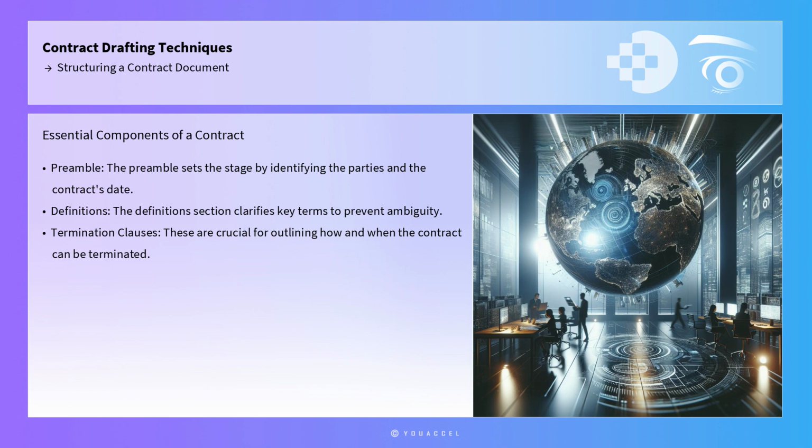The first step in structuring a contract is understanding the essential components that must be included. These typically encompass the preamble, definitions, recitals, operative provisions, representations and warranties, covenants, conditions, indemnities, termination clauses, and boilerplate provisions. Each section serves a unique purpose. For example, the preamble sets the stage by identifying the parties and the contract's date, while the definitions section clarifies key terms to prevent ambiguity.